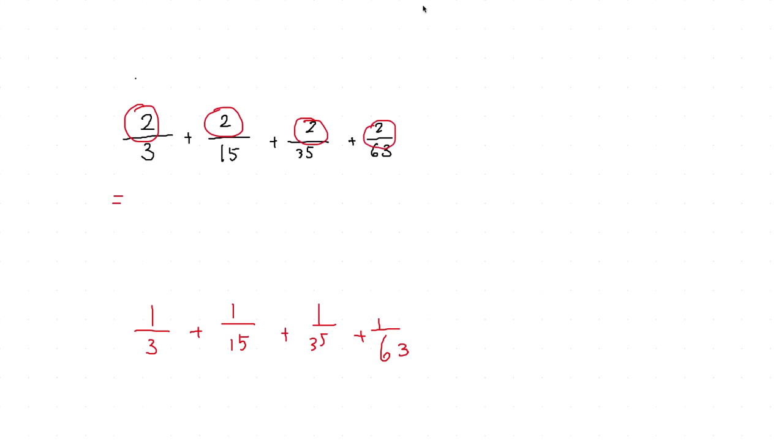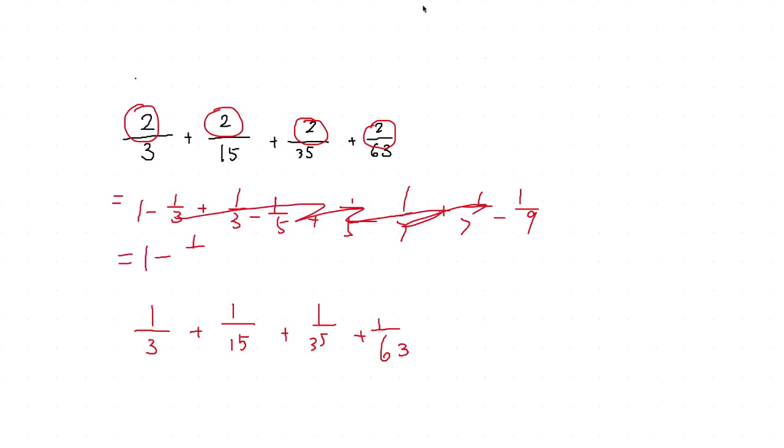Okay, so now it is 1 minus 1 over 3 plus, right? 1 minus 1/3 equals 2/3, right? So 1 over 3 minus 1 over 5 plus 1 over 5 minus 1 over 7 plus 1 over 7 minus 1 over 9. So again, all of the in-between terms are gone. So the answer is 1 minus 1 over 9 equals 8 over 9. Get it?